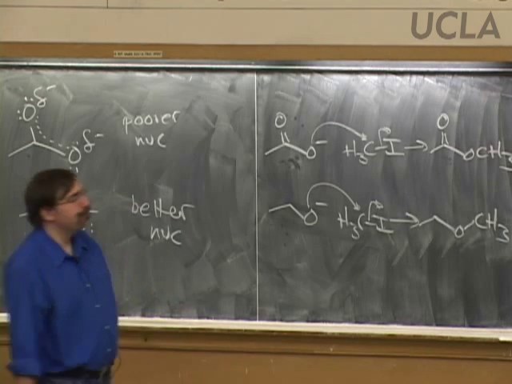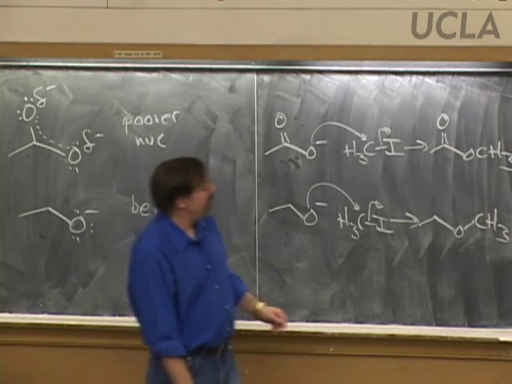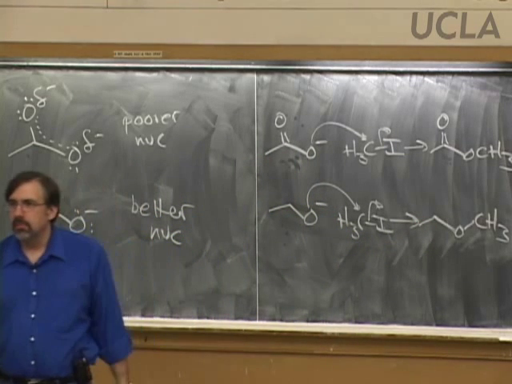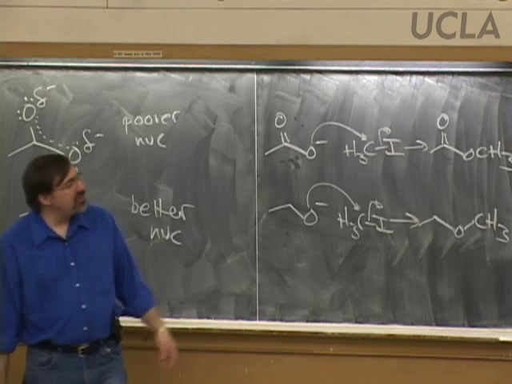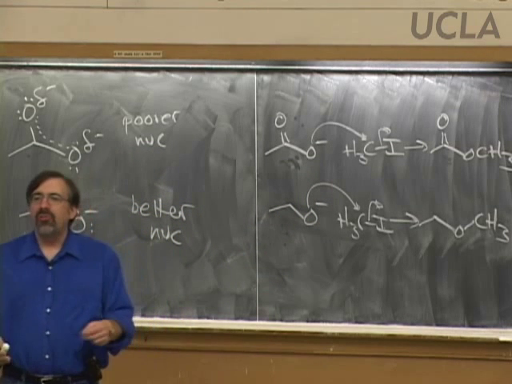Money goes away. In the bottom case, ethoxide has no resonance, and the product, ethyl methyl ether, also has no resonance. So there's no loss of resonance. And this loss of resonance is felt in the transition state, the thing that controls the rate of the reaction. It's felt in the transition state.